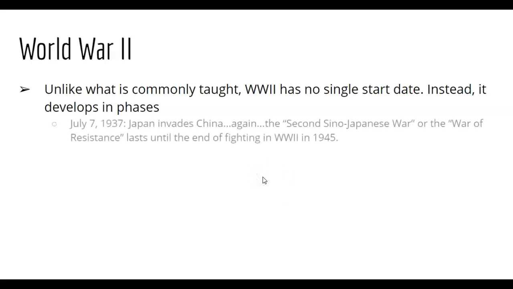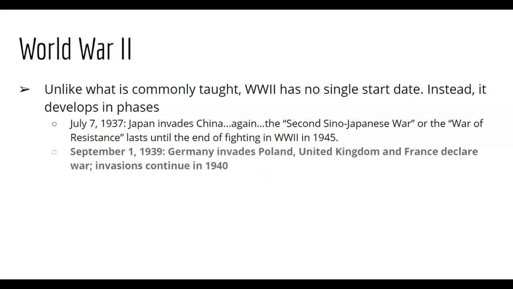This is not generally considered to be the first part of World War II, but I consider it to be the first opening round of World War II because, like I said, it gets rolled up into it. In 1937, Japan invaded China, not for the first time in that decade, the second time in that decade alone. This was called by the Japanese the Second Sino-Japanese War, or by the Chinese the War of Resistance. It lasts all the way to the end of fighting in World War II in 1945. And eventually, other allies of China, like the United States, are going to get involved in this fighting too. It becomes part of World War II.